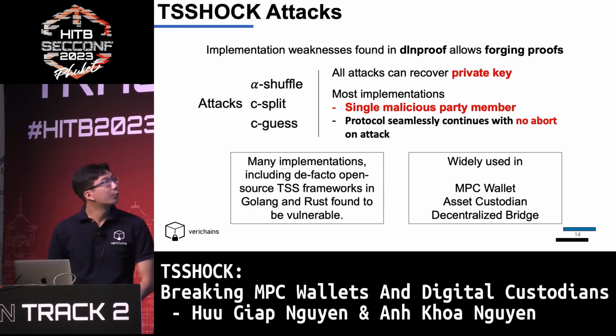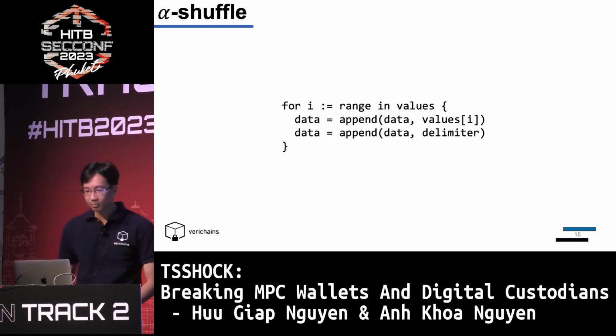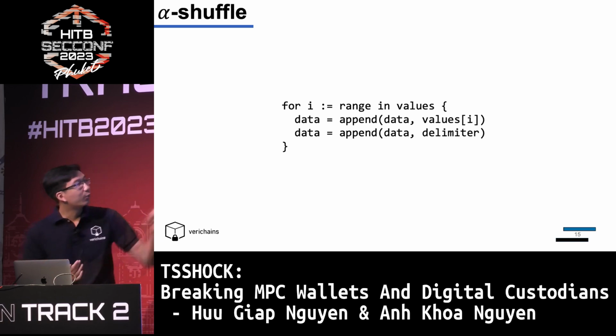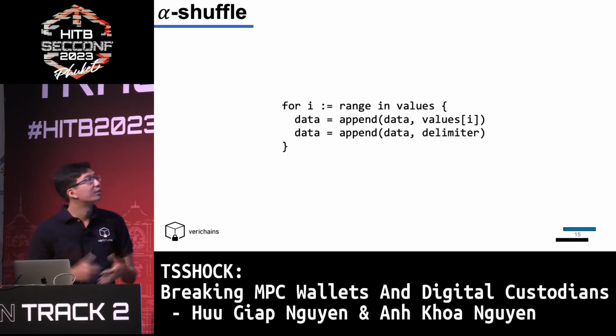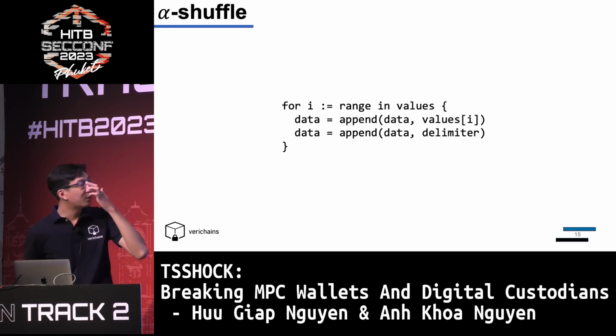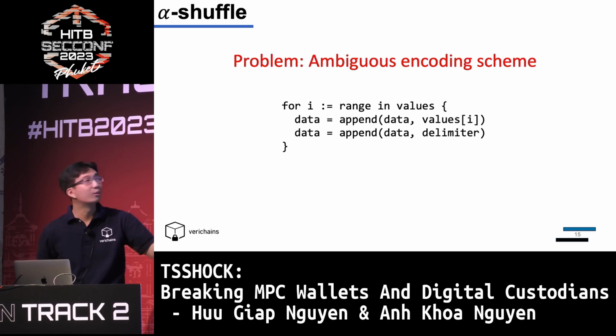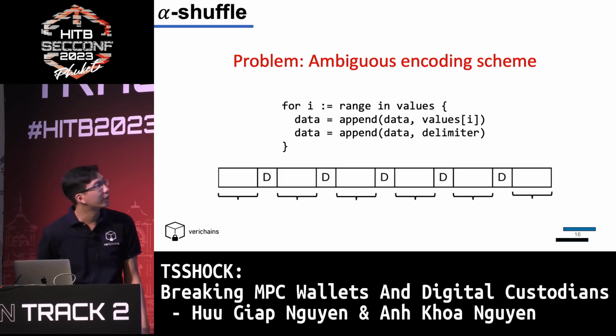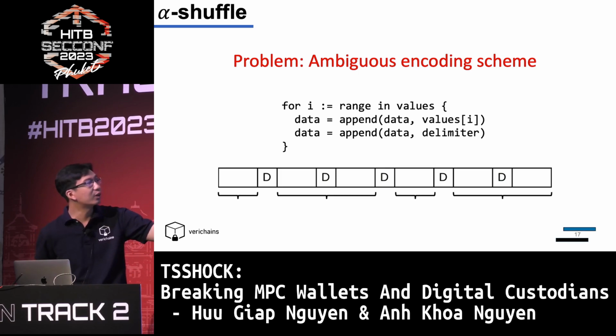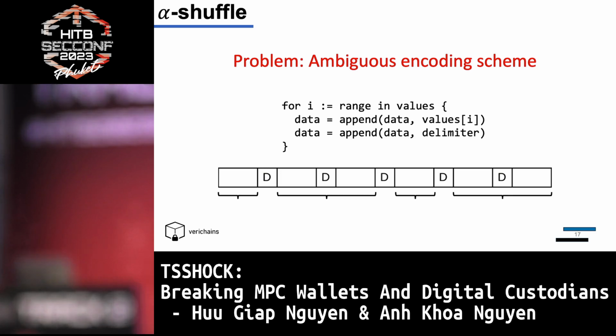So we will go through all the attacks. We have the alpha-shuffle first. As a hacker, when you see this, can you tell me what's wrong with it? What's wrong is this value here: what if it is encoded and has the delimiter bytes in it? That is an ambiguous encoding scheme. It looks kind of like this. You have these 6 values, but one of them could be interpreted like this. So we have this value right here, and it has a delimiter.